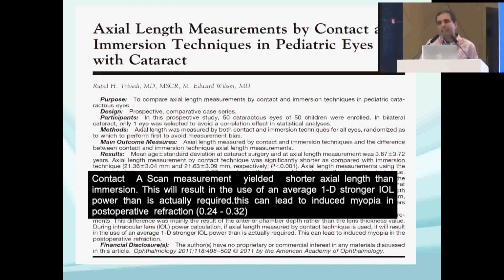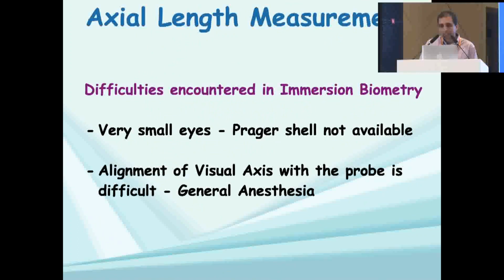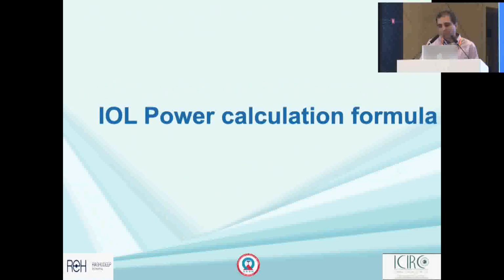And like in adults, there are also articles among children showing that measuring with the contact method has significant limitations in measuring the axial length. And like I said, alignment is also an issue.